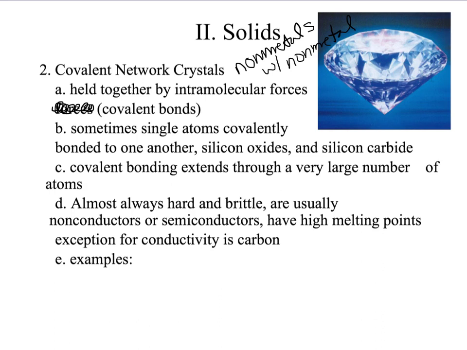There are not a lot of different types of covalent network solids. Usually what you'll see is single atoms that are bonded covalently together, or something like carbon or silicon oxides or silicon carbides. How these are structured is there are a lot of covalent bonds that are extended throughout a whole entire network of atoms. They're almost always hard and brittle, and they're usually non-conductors and have high melting points.